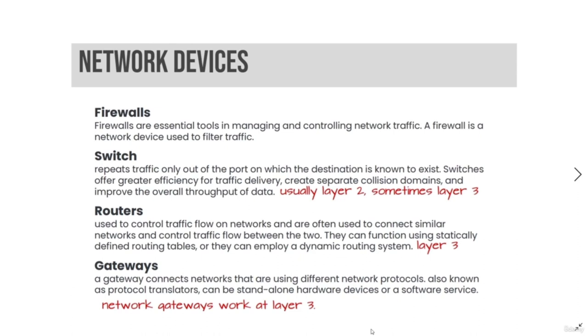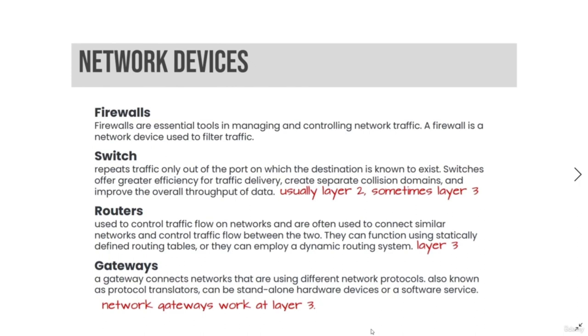Switches repeat traffic only out of the port at which the destination is known to exist. Switches offer greatest efficiency for traffic delivery, create separate collision domains, and improve the overall throughput of data. They usually occur on the OSI model layer 2 too.